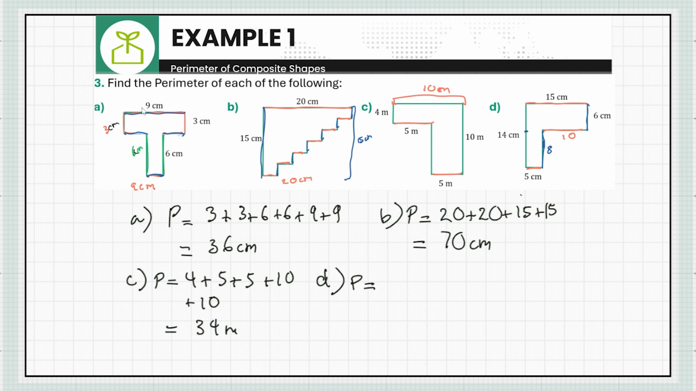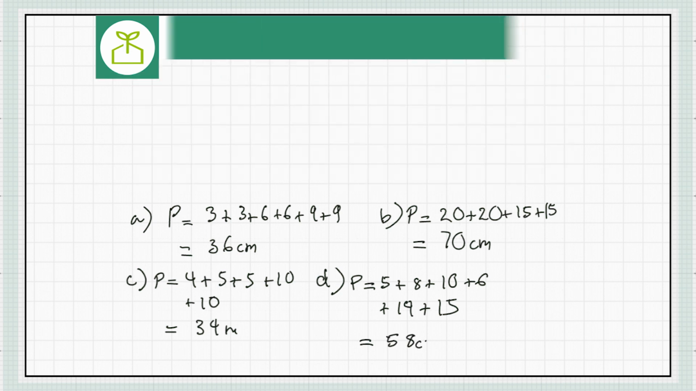So the perimeter is going to be equal to 5 plus 8 plus 10 plus 6 plus 14 plus 15. Alright? So if we add all these up and simplify them, our 6 plus our 14 is 20, plus our 15 is 35, plus our other 5 is going to be 40, and then we add on our 10, 58. 58 centimeters.